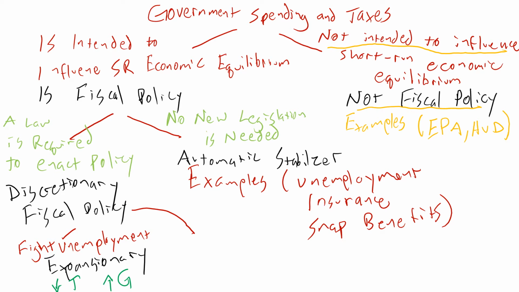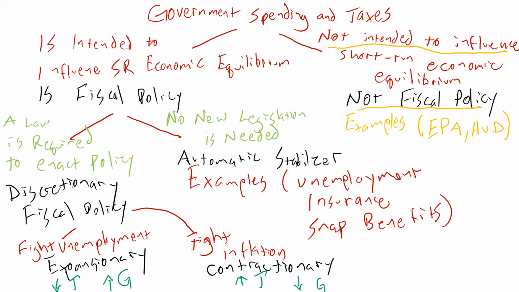If it is intended to fight inflation, then it's going to be contractionary. And contractionary policy is going to require either increasing taxes or decreasing government spending.